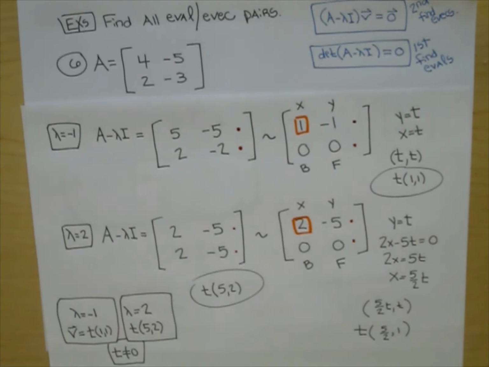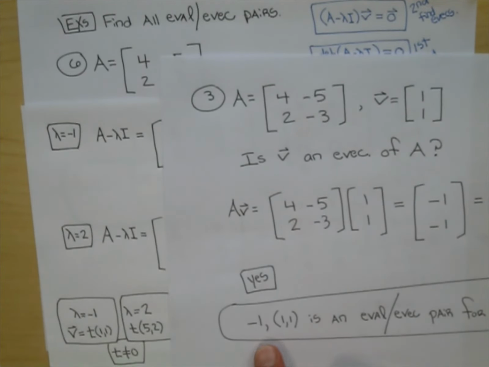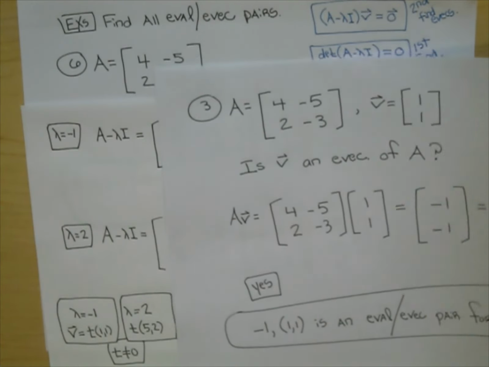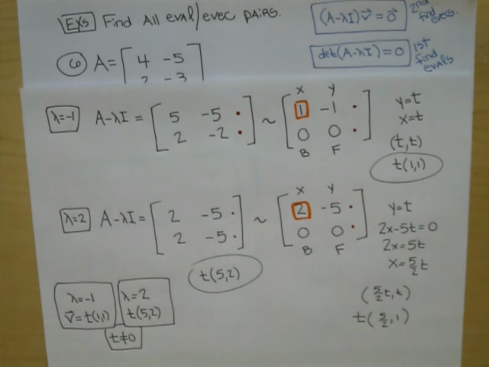Get the next page here. But then we found on this matrix that negative 1, comma 1, 1 was an eigenvalue eigenvector pair for A. And look at that: 1, 1, that's when t is 1 and negative 1. So this matrix we were already familiar with, but now from scratch we were able to find the eigenvalue eigenvector pairs.